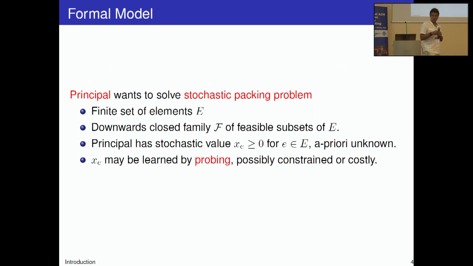So let me now define the model a little more formally. You have a finite set of elements. You have a downwards closed family of feasible subsets of the elements. I'm going to call that capital F. The elements are E. And then the principal has a stochastic value for each element, a priori unknown, drawn from a known prior. Okay? And this stochastic value x sub e for element E may be learned by probing the element. Possibly there's a constraint on how many elements you may probe, or which set of elements you may probe, or there may be costs associated with probing.